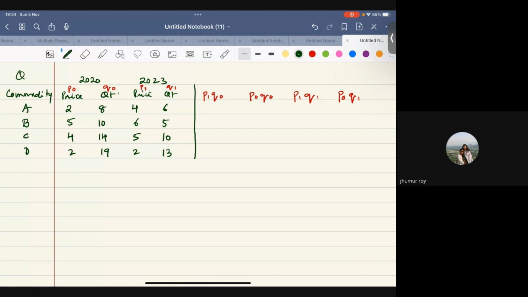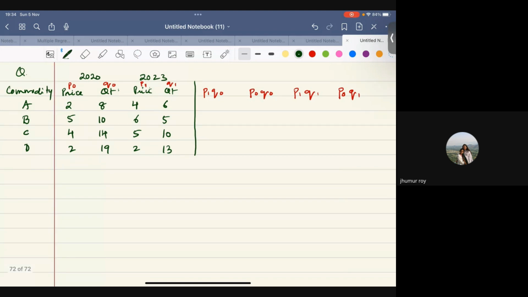Okay. So here the value will come out to be how much? 32. Then you have the next value as multiply 6 into 10, that is 60. 14 into 5, that is 70. 19 into 2, that is 38. So you will calculate sigma P1 Q0. What is the value?